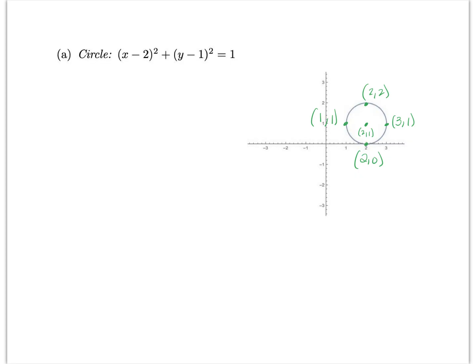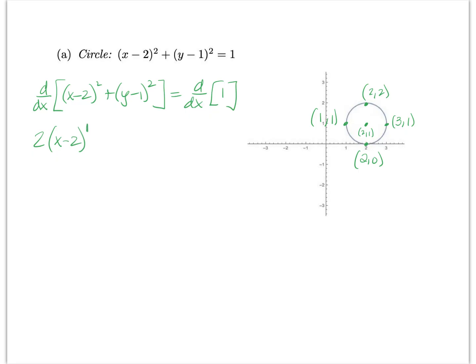So I found the points where all the tangent lines are horizontal or vertical, but now I'm supposed to solve for dy/dx and algebraically find those points. So to solve for dy/dx, we take d/dx of both sides of the equation. d/dx of (x − 2)² + (y − 1)² equals d/dx of 1. Okay, so I'm going to take the derivative of this term by term. This is some stuff squared. So I'm going to bring down the 2, copy the stuff, reduce the exponent by 1, then multiply by the derivative of the stuff, d/dx of x − 2.